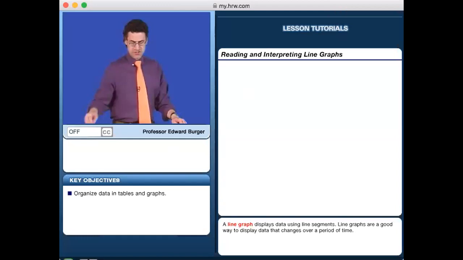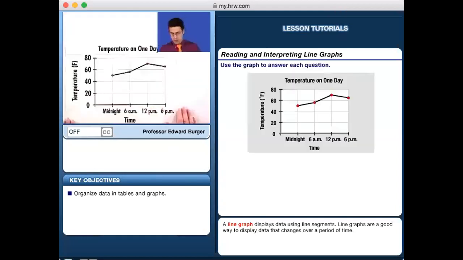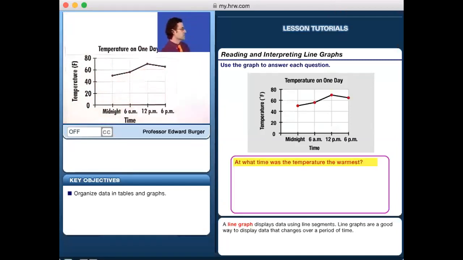Showing the temperature on one day throughout the day: midnight, 6 a.m., 12 p.m., 6 p.m., and here's the temperature, and you can see the range. So this chart sort of shows what's happening here. We can answer various questions. So at what time was the temperature the warmest? So when was it the warmest?